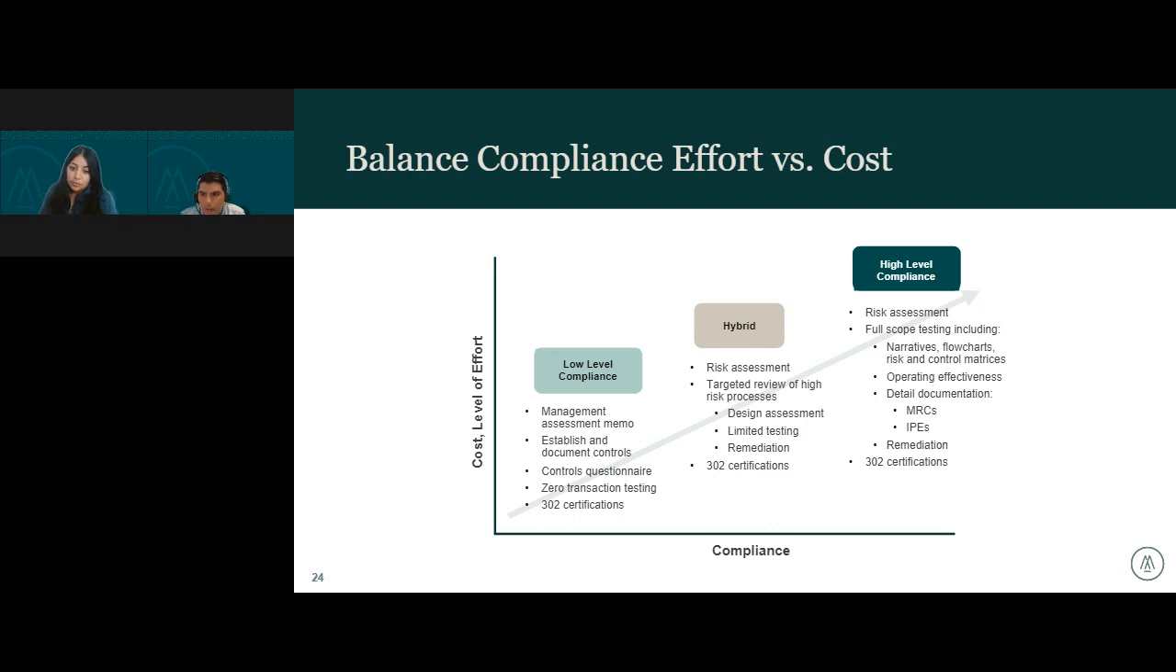And in between the low and the high, the most common hybrid approach. Companies document controls in a more detailed level and perform limited testing. The focus being on high-risk processes. For example, manufacturing companies would focus on inventory and cost accounting, or maybe a biotech company would focus on clinical trials, R&D accrual process. So in the hybrid approach, targeted testing around those higher risk processes and 302 certifications. The 302 certification is common among any approach, low to high.